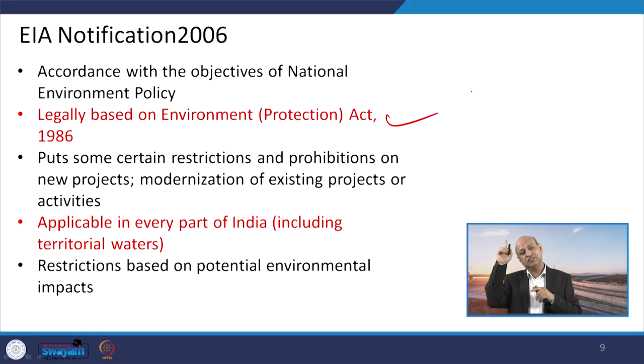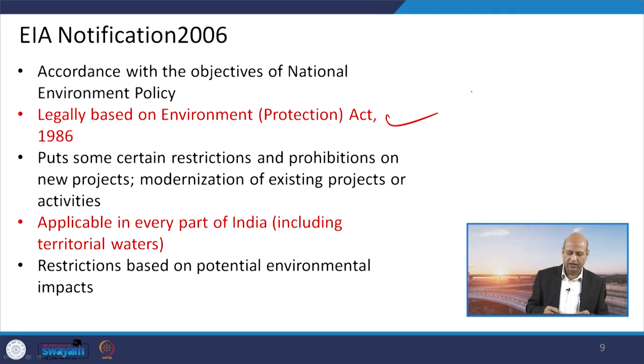That is very important. So the EIA Notification 2006 was brought in, as the way of environmental impact assessment henceforth. And this is legally based on the Environment Protection Act 1986. That is the foundation, and on that foundation some structures are put in, right? And it has certain restrictions. It puts restrictions and prohibitions on new projects or modernization of existing projects or activities in terms of environmental implications.